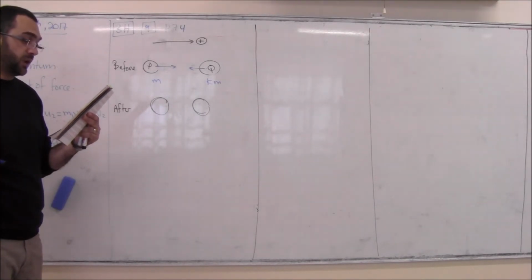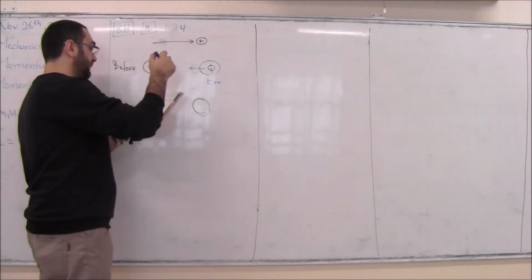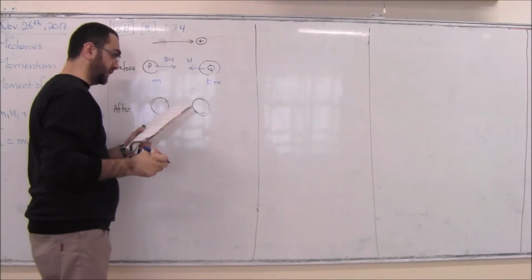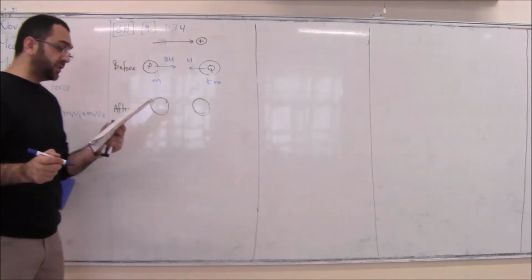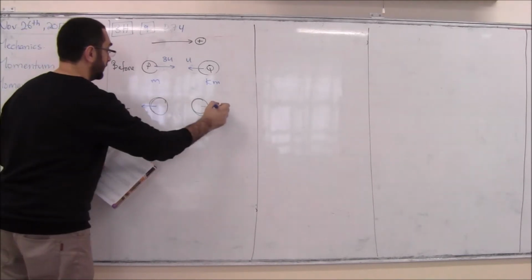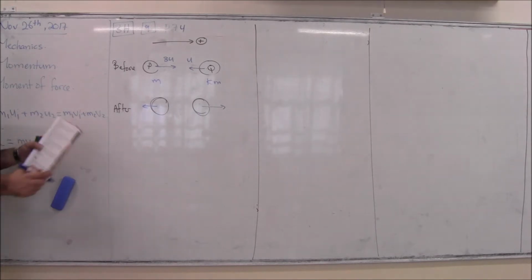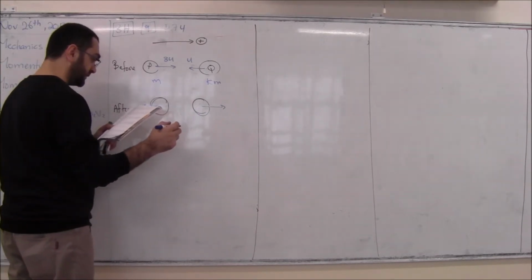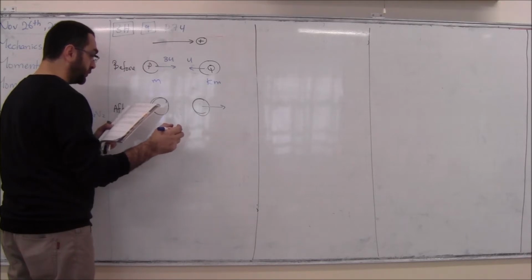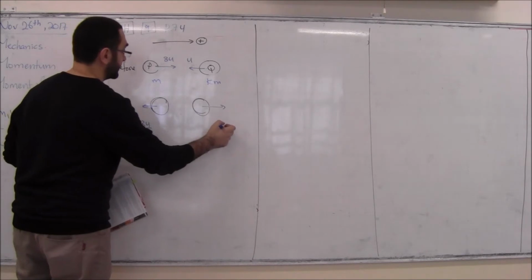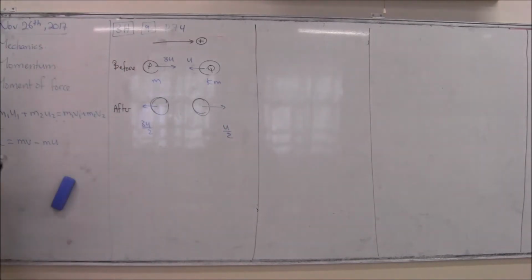The particles collide. Before the collision, the speeds of P and Q are 3U and U, respectively. After the collision, the direction of both particles is reversed, and the speed of each particle is half. So this becomes 3U over 2 but negative, and this is U over 2. Okay guys? This is the information given. We are asked to find K and the impulse.